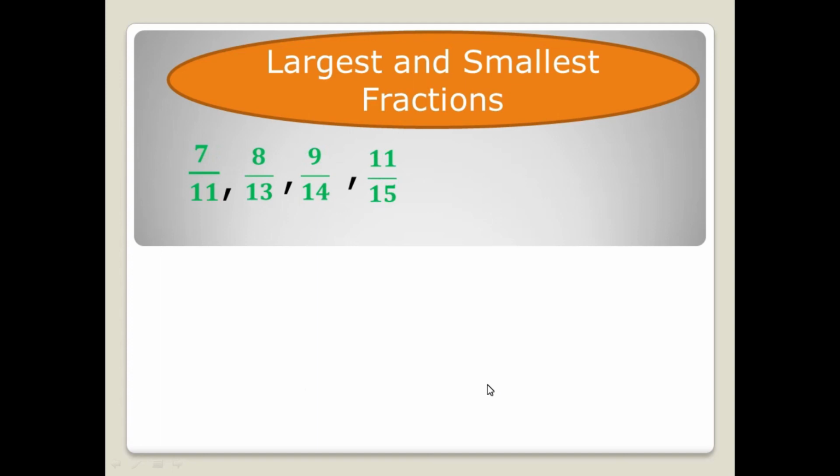Okay, let's look at another example, where the difference between numerator and denominator is not the same. What to do? Let's find the difference first and then we will try to solve it. The difference between 7 and 11 is 4. The next fraction is 8 by 13, difference is 5. Next 9 over 14, difference again 5. 11 by 15, difference is 4.